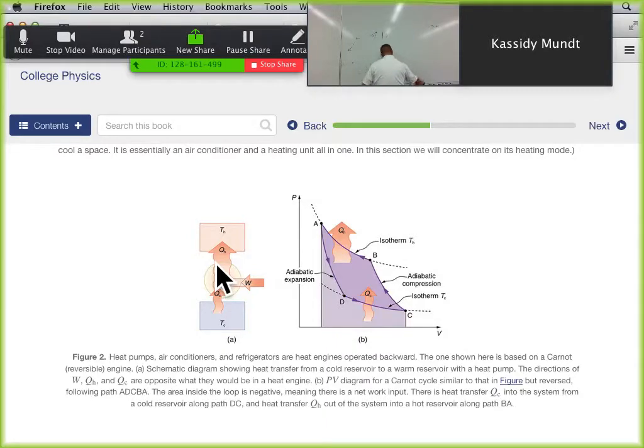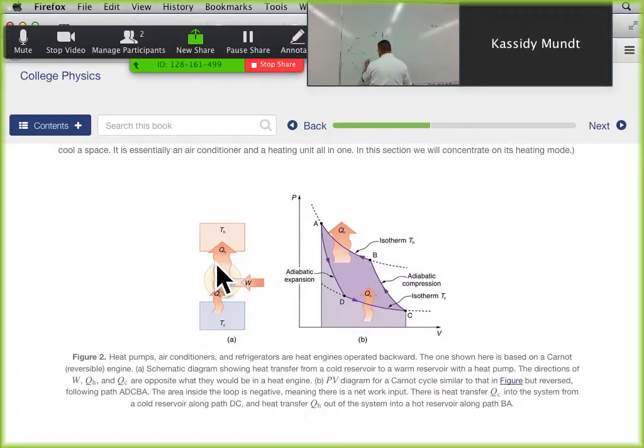Then it has a yellow place in the middle, which I'm going to color green. There's a circle, and it has an arrow going in with work going in. And this is the cold reservoir down here at the bottom. The bottom is the cold reservoir. They label that temperature cold.